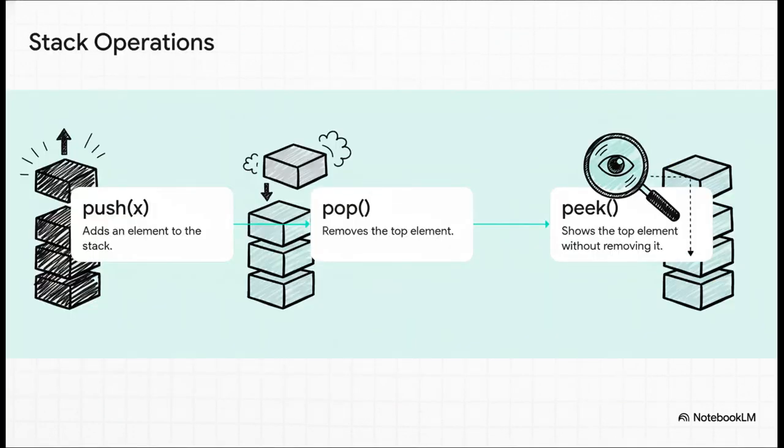Now, in the world of code, we have some special words for this. When you add a plate to the stack, we call that a push. When you take the top plate off, that's a pop. And what if you just want to see what the top plate is without actually taking it? That's called a peek. So you push, you pop, and you peek. That's pretty much the whole game.